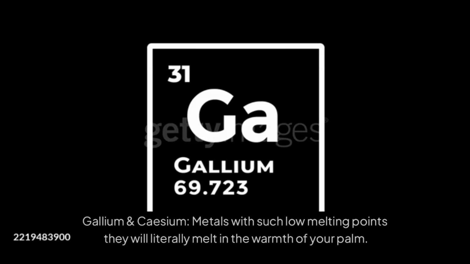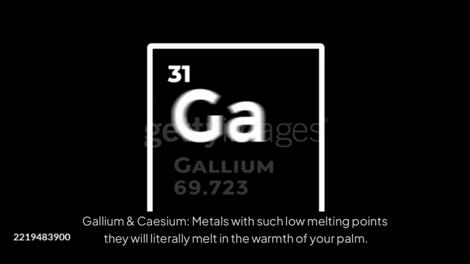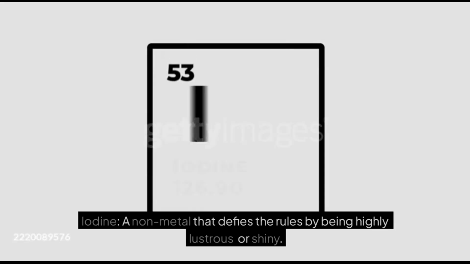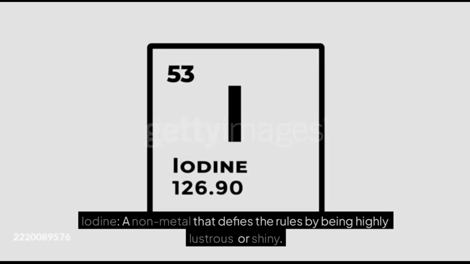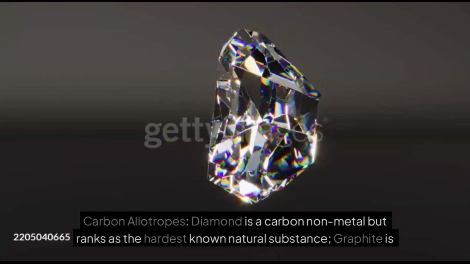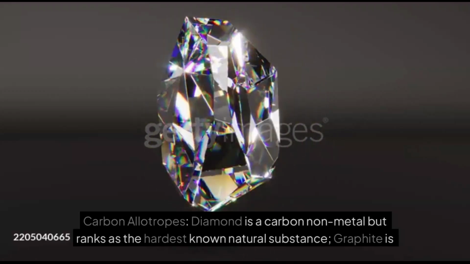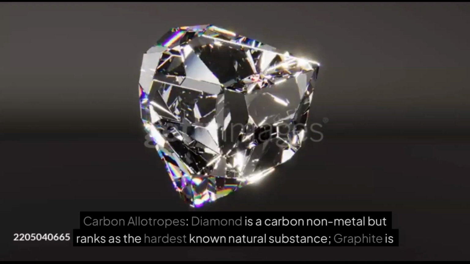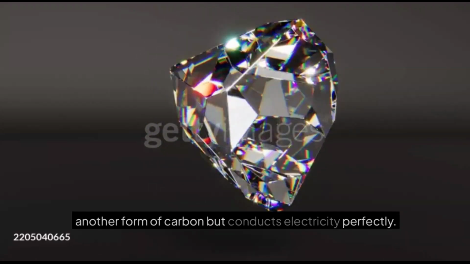Gallium and cesium. Metals with such low melting points they will literally melt in the warmth of your palm. Iodine. A non-metal that defies the rules by being highly lustrous or shiny. Carbon allotropes. Diamond is a carbon non-metal but ranks as the hardest known natural substance. Graphite is another form of carbon but conducts electricity perfectly.